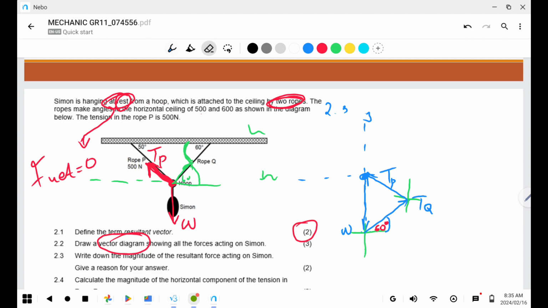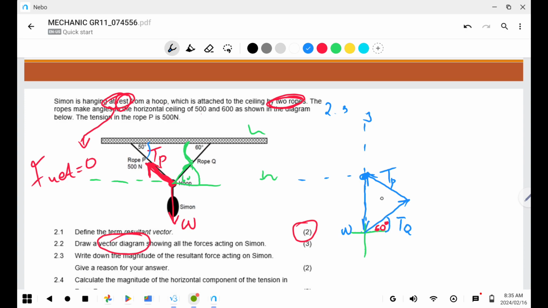Let me just move this label here. TQ. Gonna remove these axes. Maybe they're gonna help me. And then let us look at this 50-degree angle now. The 50-degree angle is between the horizontal and what? It's between the horizontal and the tension T.